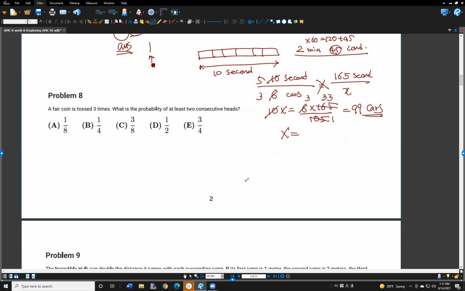A fair coin is tossed 3 times. You know that when you toss a coin, there is a head or tail, only 2 ways. Okay, so what is the probability of at least 2 consecutive heads? At least what, 2 consecutive heads?